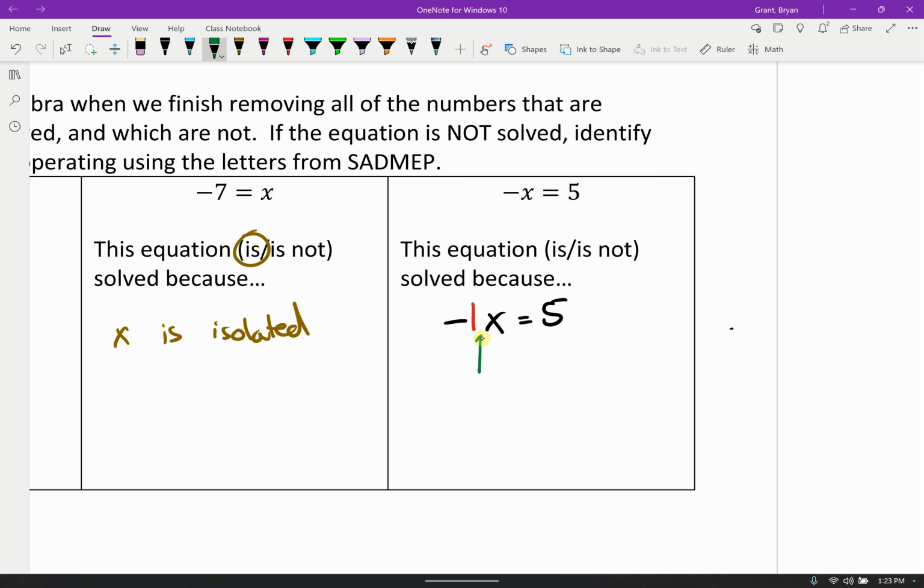And so what sign is between the 1 and the x? Well, if there's no sign written there, we know that's always multiplication. So the reason that x is not isolated here, if we go back to SADMAP again, is that this negative 1, we'll box it like so, is multiplying by x, right? If it were subtracting from x, it would actually say x minus a number, right? It'd be in between the x and the number.